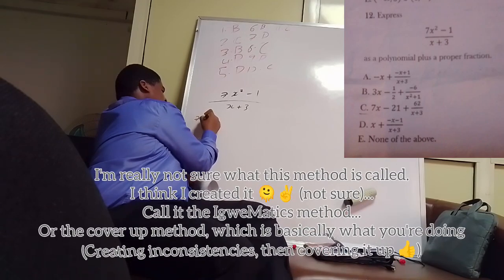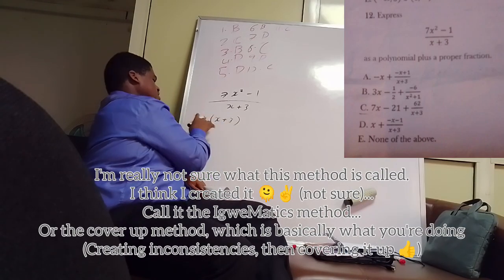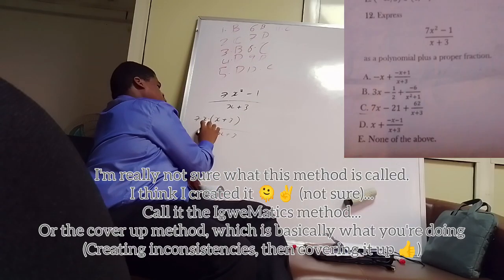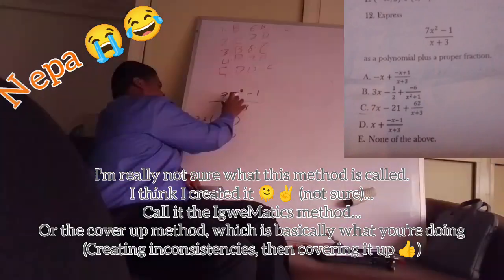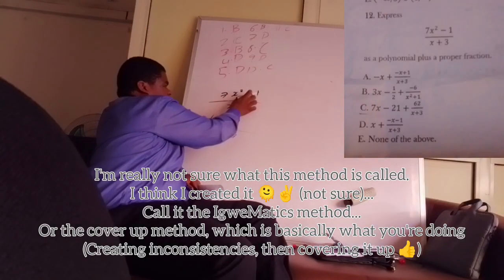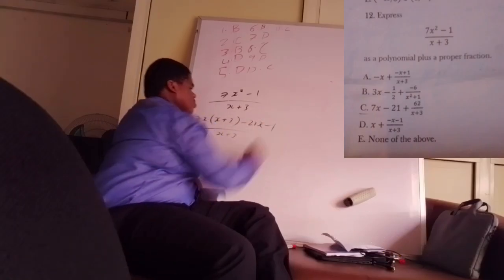So we can expand this as 7x times (x plus 3). That is forcing in x plus 3 here. 7x times x will give you 7x squared. 7x times 3 will give you 21x. But there's no 21x here, so you have to subtract away that 21x. Don't forget your minus 1.